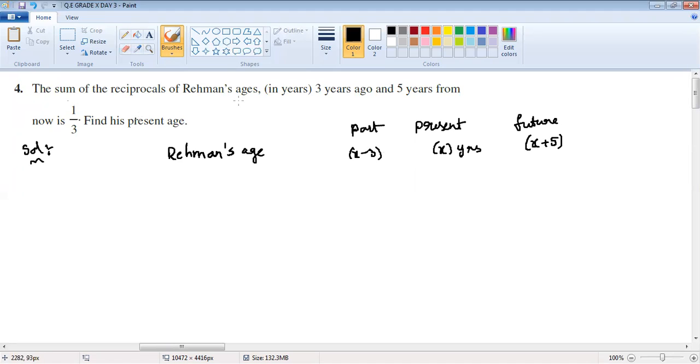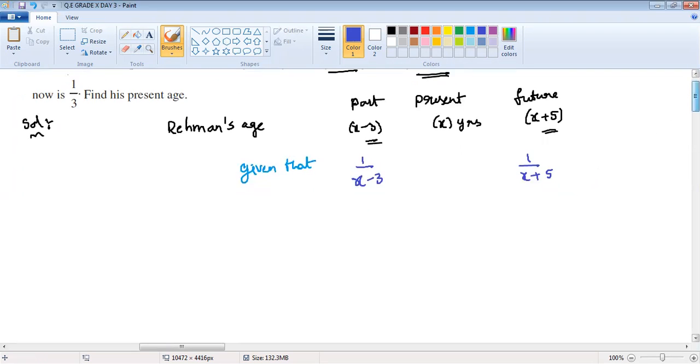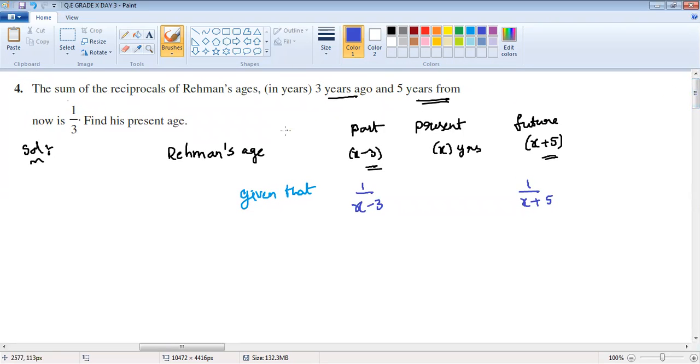See, the sum of reciprocals of Rahman's age 3 years ago, this is 3 years ago, and 5 years from now. Are you following me? Yes, sir. So what is given? The reciprocals: 1 by x minus 3, 1 by x plus 5. Is it a difference or sum? Sir, sum of reciprocals of Rahman's age. Okay, sum, no problem. 1 by x minus 3 plus 1 by x plus 5, which is equal to 1 by 3.